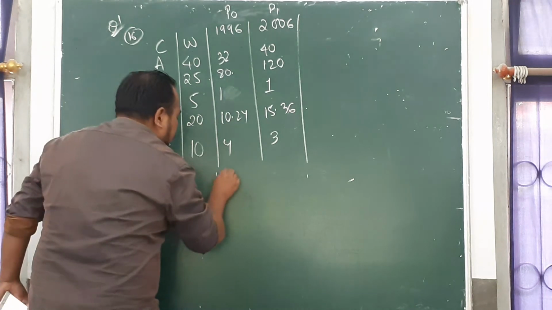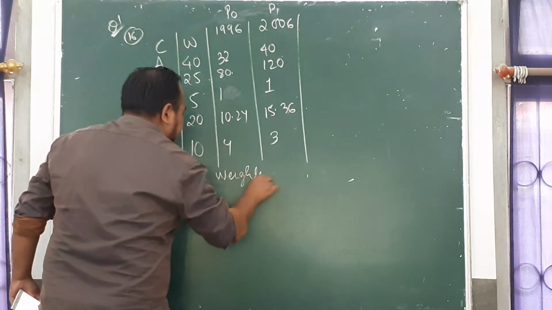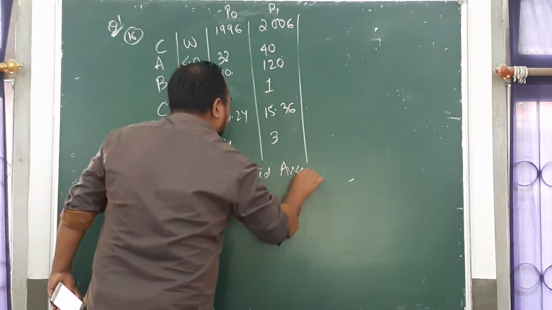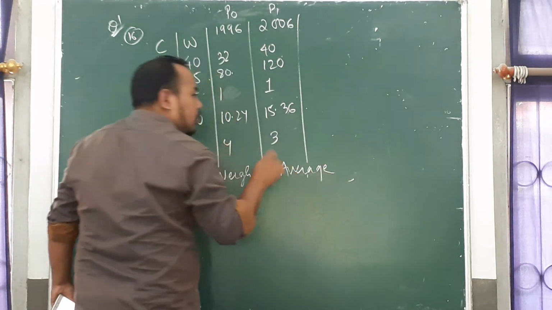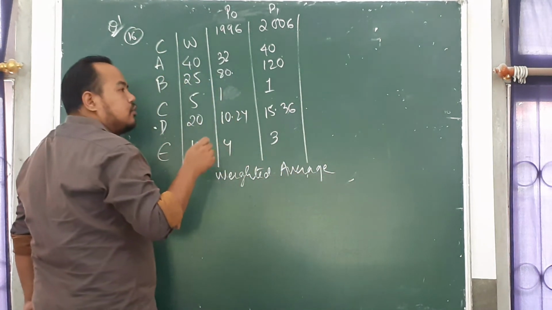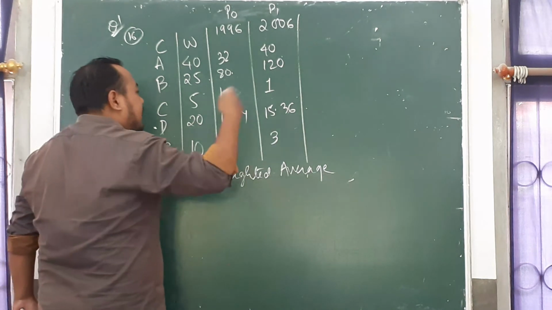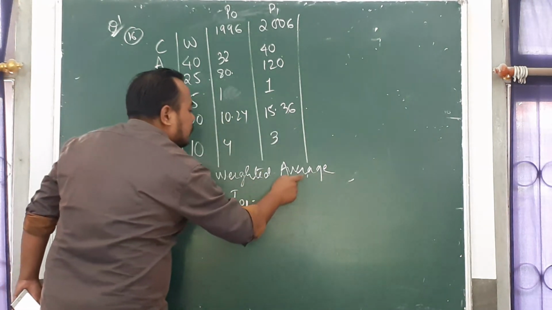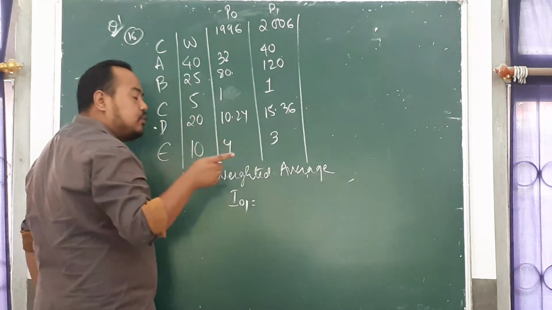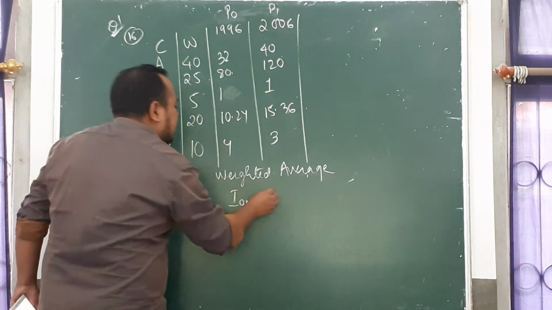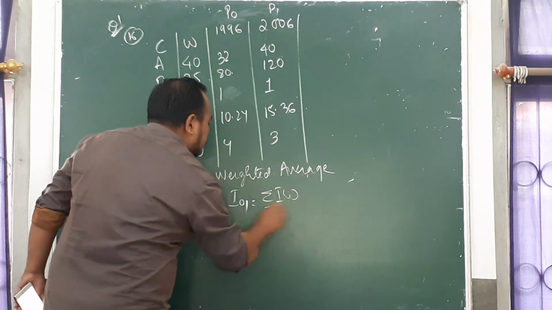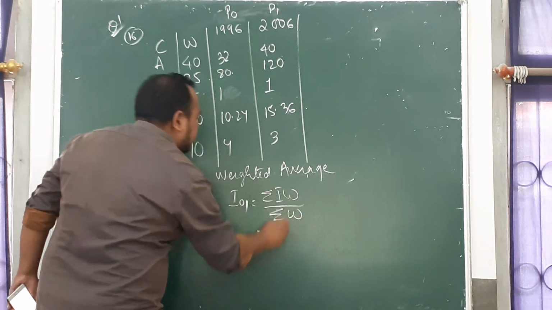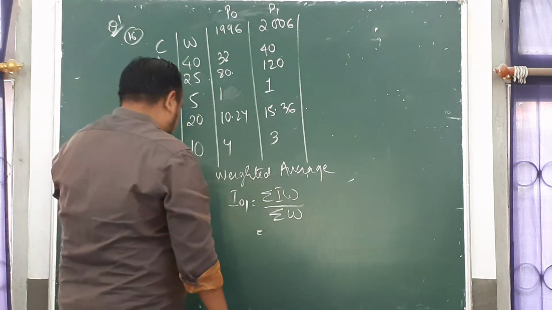The formula to be used is weighted average. So the first thing you are going to do is decide which formula to use, on the left or the right. This is average, so you are going to use the one on the right. The moment you hear the word average, keep in mind capital I, price relative, has to be there. Weighted is there, so the formula becomes summation IW divided by summation W.